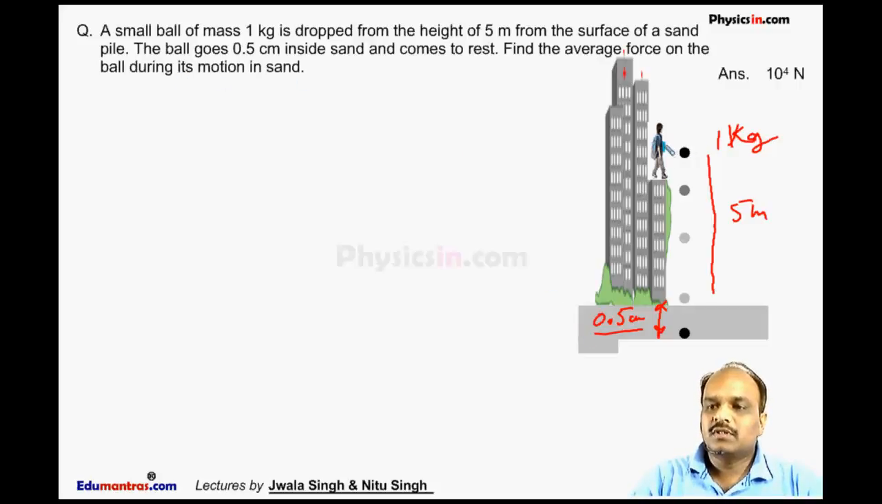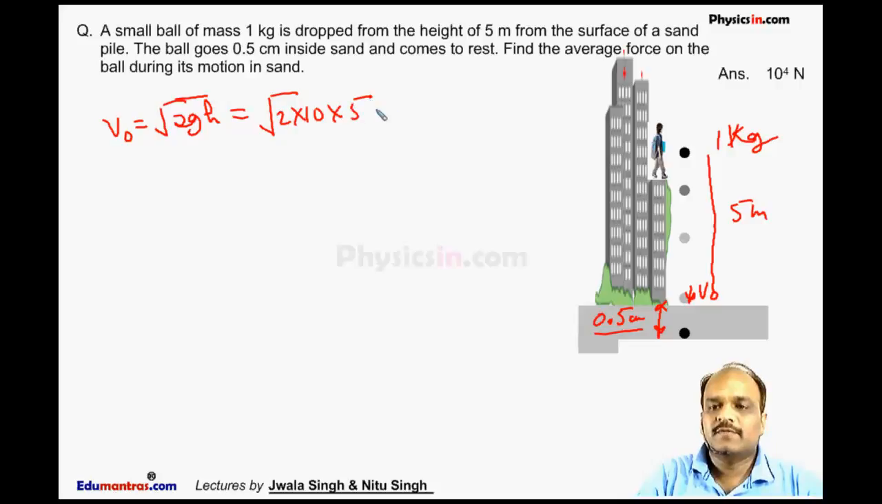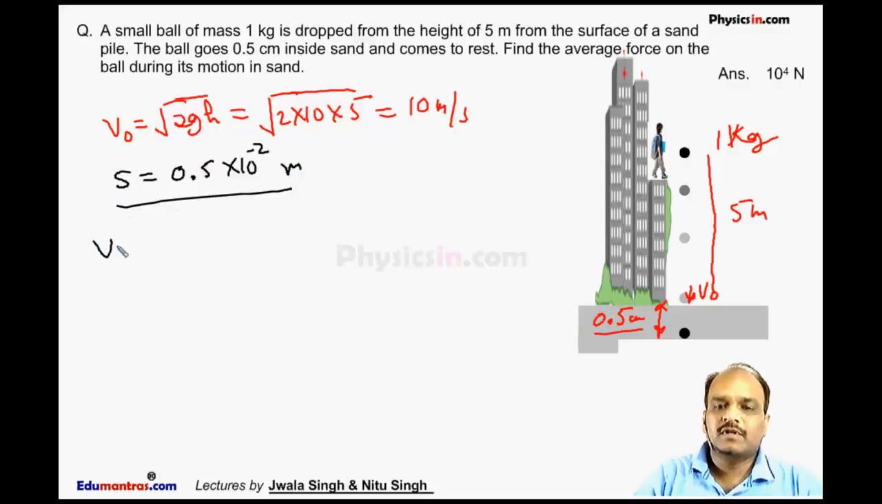So when this boy drops a ball from 5 meter height, this ball strikes the surface with some speed v0, and this v0 is equal to root over 2gh. So from here, 2g is 20 and h is 5, so it comes out to be 10 meter per second. So this ball strikes with a speed v0, that is 10 meter per second. Now the distance traveled by this ball inside this sand is 0.5 into 10 to the power minus 2 meter, and the final velocity becomes 0.